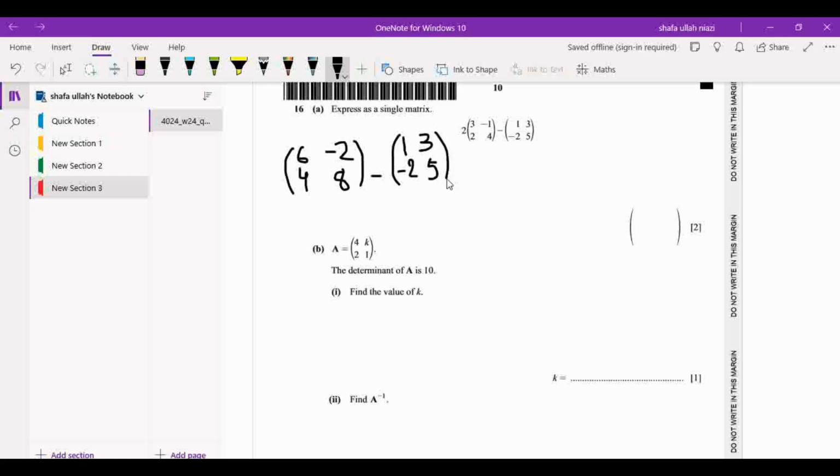When we subtract these numbers, the corresponding entries will be subtracted, so we get 6 minus 1, then we have minus 2 minus 3, then we have 4. This minus will be multiplied with this minus, so it is plus 2, then we have 8 minus 5.